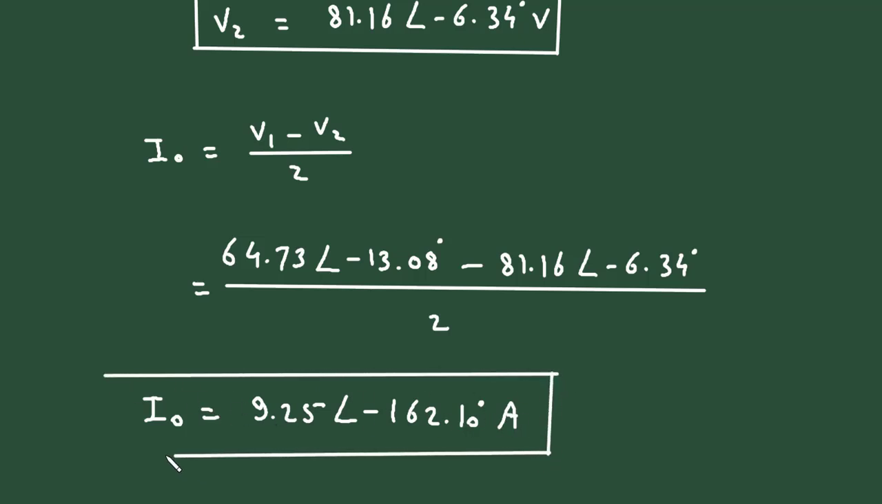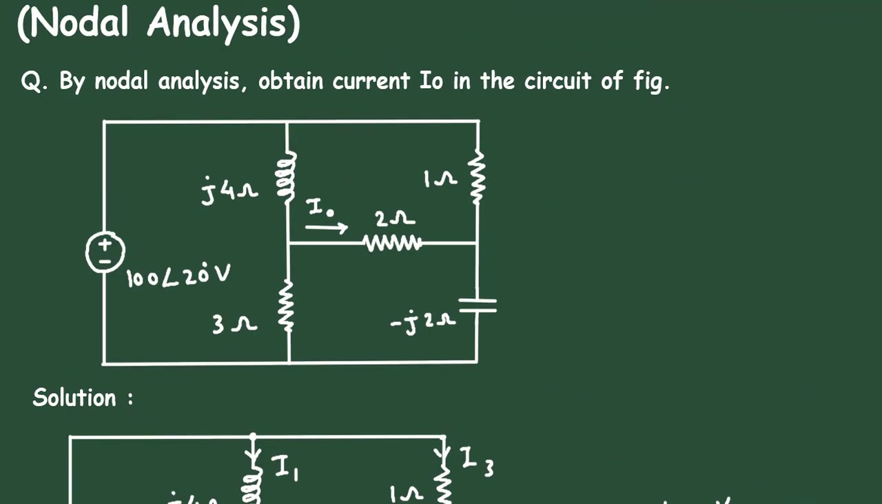So this is how we can find the value of IO by using nodal analysis.